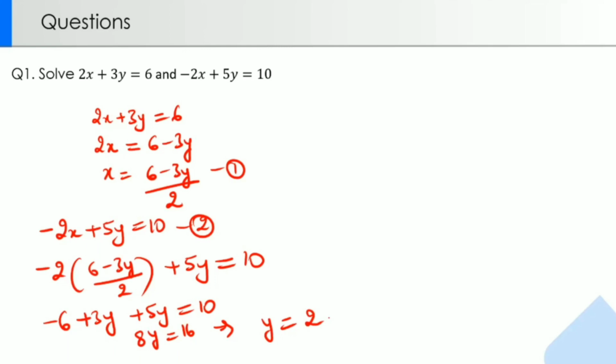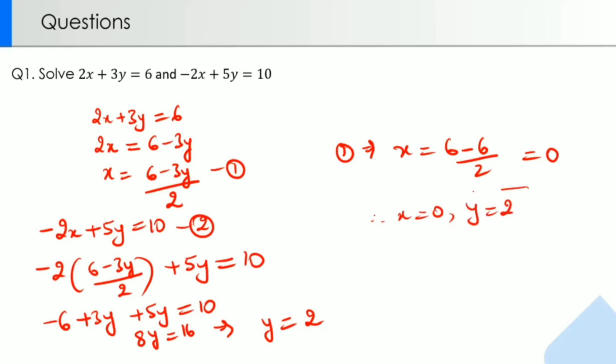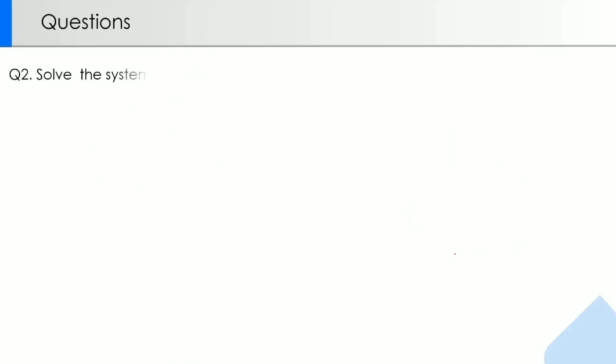So I got the value of y. Now from equation 1, can I get the value of x? So it is x equals (6 minus 3 into 2, which is 6) over 2. So 6 minus 6 is 0 over 2, which equals 0. So these are the values: x is 0 and y equals 2. These values of x and y will simultaneously satisfy both the given equations. So this is the concept. Let us quickly proceed to the next question.